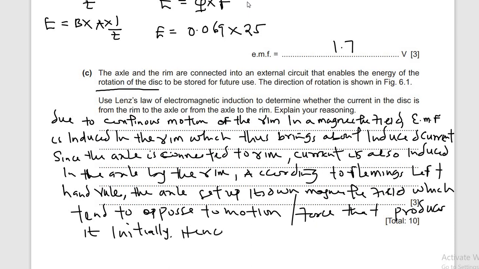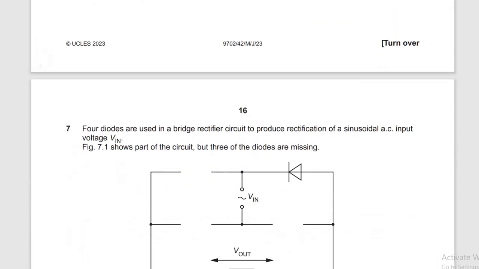Hence, current flows from ring to axle. That is it. I believe it's detailed enough for you to understand it. Number 7.